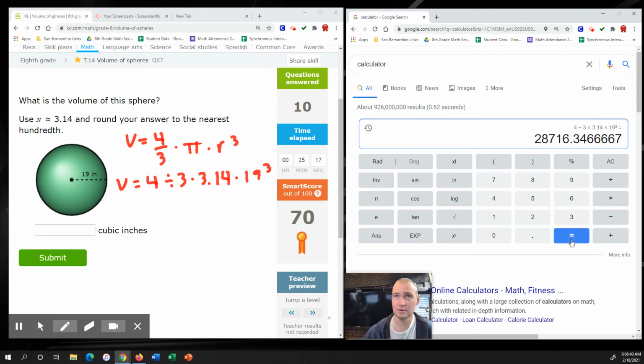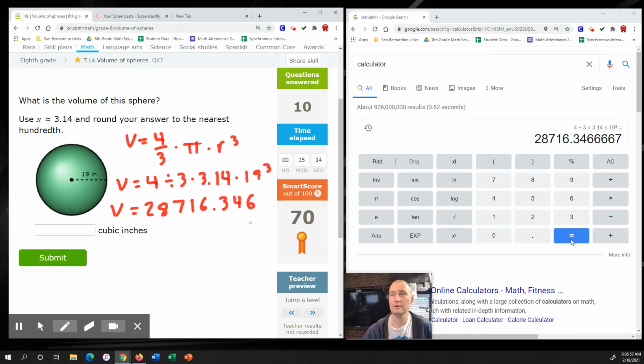And yeah, it's a big old number. All right, so let's go ahead and make note of that. We got volume equals 28,716.346. Now I went to the nearest thousandths place because the 6 is going to cause the hundredths place to round up by 1. So last step is we're going to call it volume of 28,716.35, because that 4 rounds up by 1 due to the fact that the 6 is higher than 5.